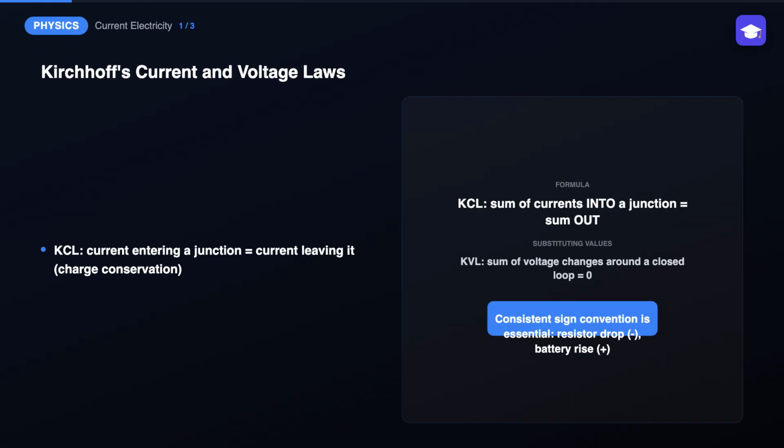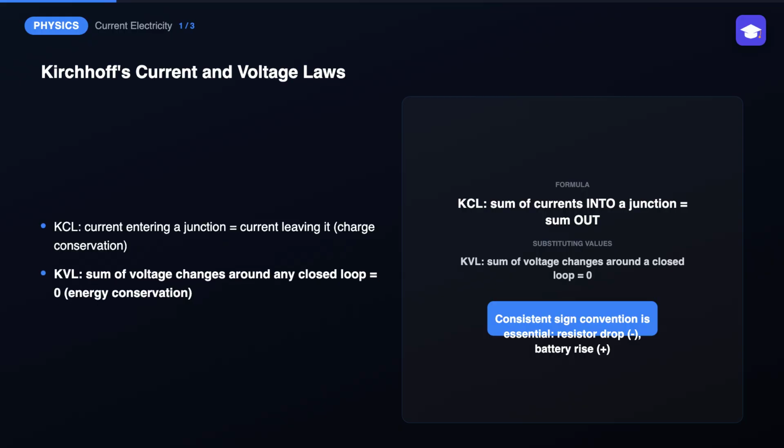Let's begin. Kirchhoff's current law, KCL, states that the total current entering any circuit junction must exactly equal the total current leaving that same junction. This is a direct, necessary consequence of charge conservation. Charge simply cannot accumulate or vanish at an ordinary junction point.